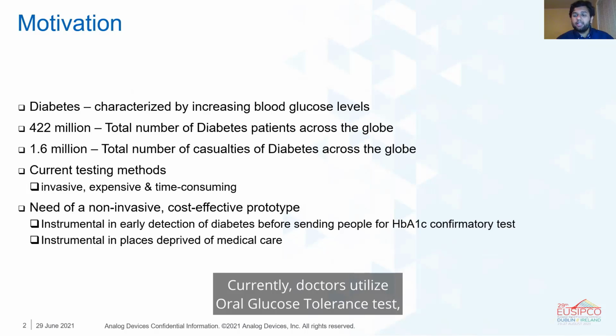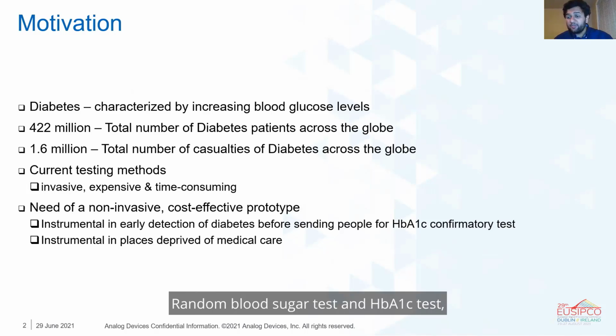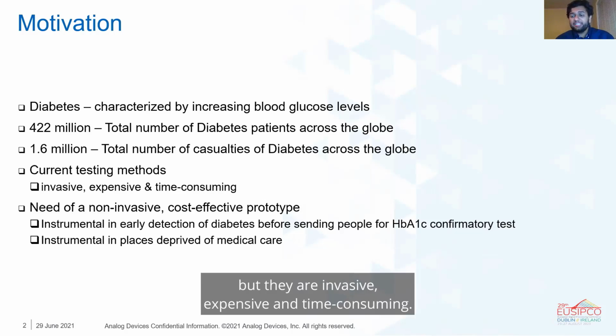Currently, doctors utilize the oral glucose tolerance test, fasting plasma glucose test, postprandial plasma glucose test, random blood sugar test, and HbA1c test, also known as hemoglobin A1c test, to diagnose diabetes in laboratories. But they are invasive, expensive, and time consuming.